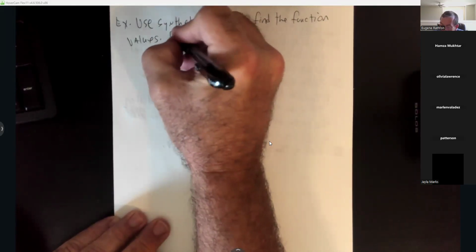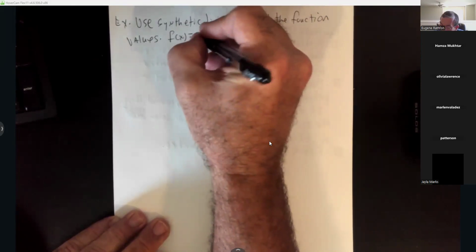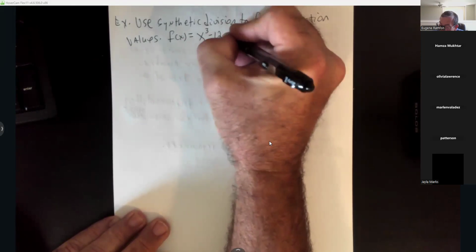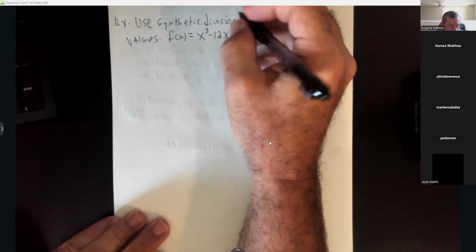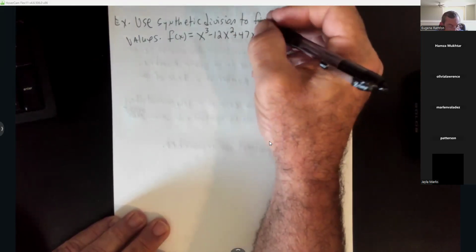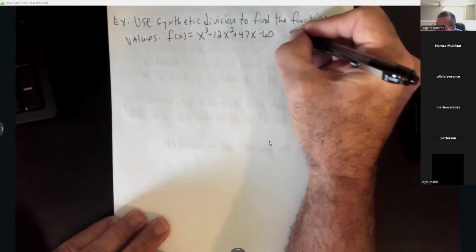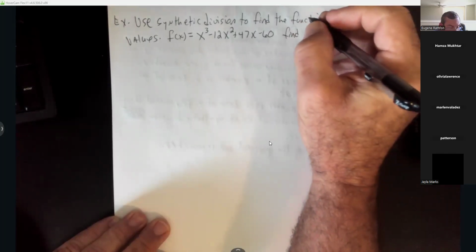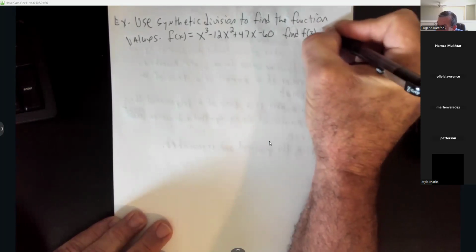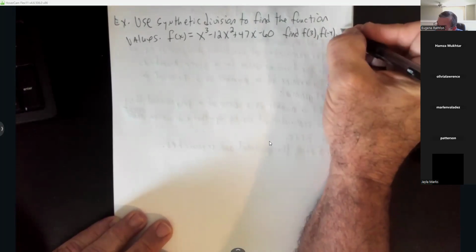All right, so they're giving us f of x equals x to the third minus 12x squared plus 47x minus 60. They want us to find f of 3, f of -4, and f of 5.